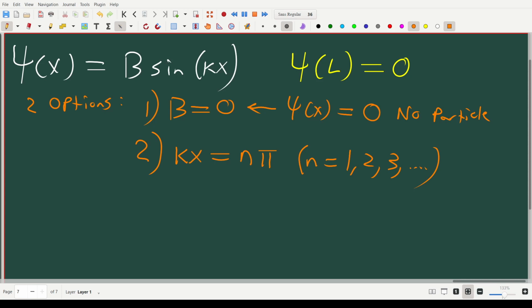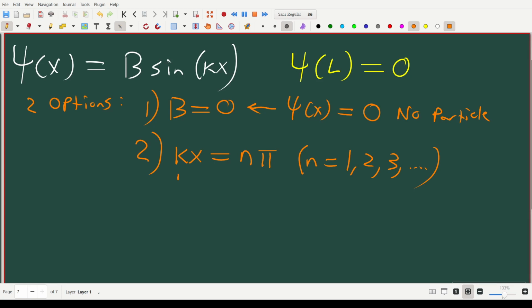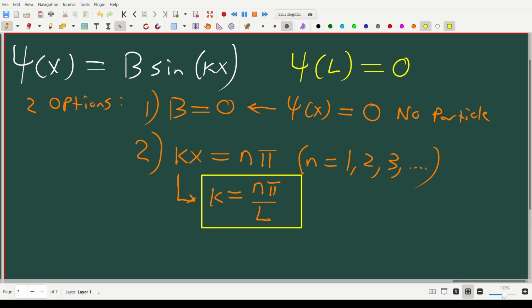Well, that gives us a solution for k. The thing that satisfies this boundary condition is when k is an integer multiple of pi over L. There's an integer part of it. So k can be pi over L, 2 pi over L, 3 pi over L, 4 pi over L, or whatever, but it has to be equal to some integer multiple of pi over L.